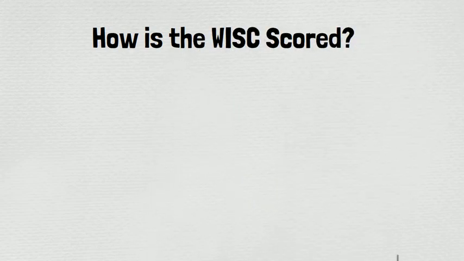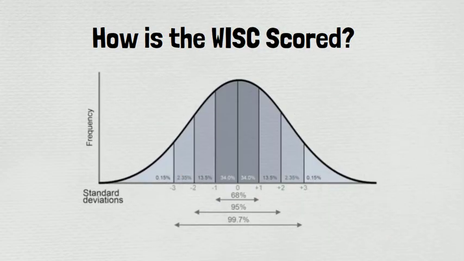The scores from each of these subtests have a mean of 10, and then they're combined into the full scale intelligence quotient. Now the scores are based on the standard score, which has a mean of 100 and a standard deviation of 15, as shown in this bell curve.